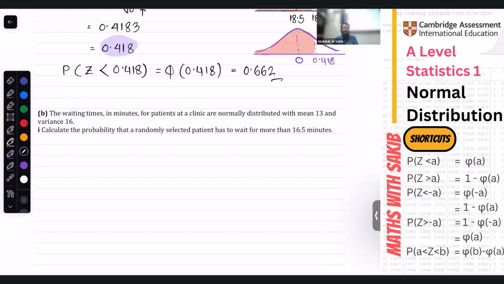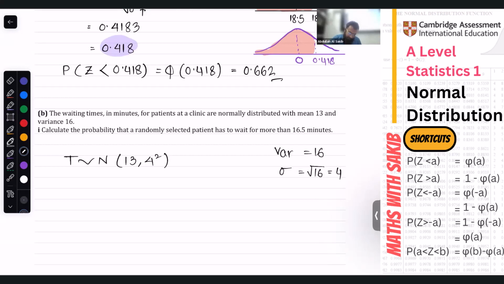Ready. The waiting time in minutes for patients at a clinic is normally distributed. So the waiting time T follows a normal distribution with mean 13 and variance 16. Variance is 16, so sigma will be the square root of 16, that is 4. Clear?